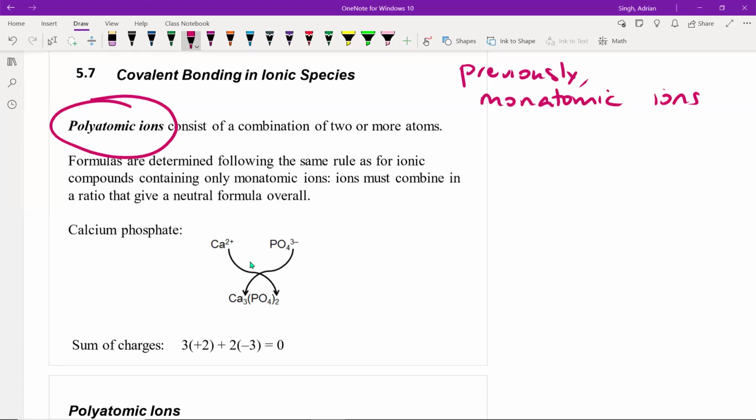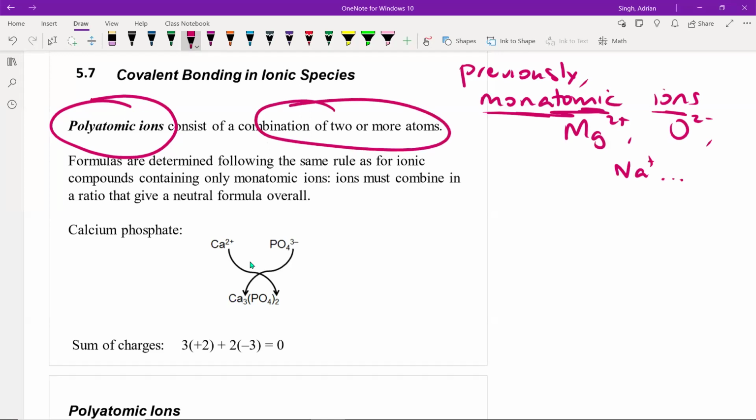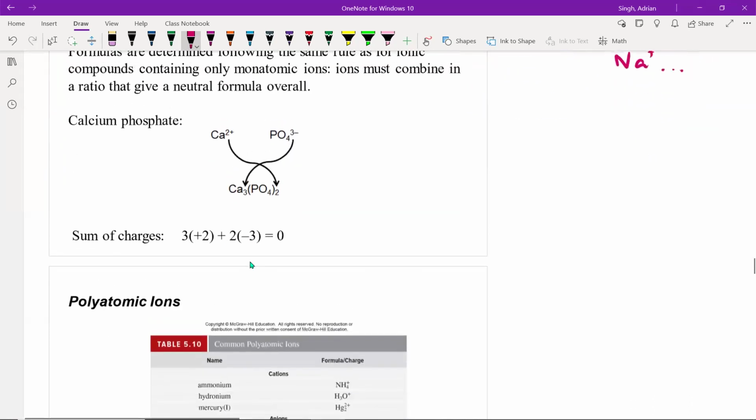So things like magnesium, or the oxide, O2 minus, or sodium, Na plus, etc. These were made up of a single atom that eventually became an ion. Polyatomic ions consist of combinations of two or more atoms that have an overall charge on them. There are several of these polyatomic ions that we're going to see.